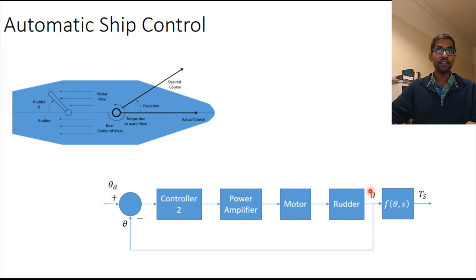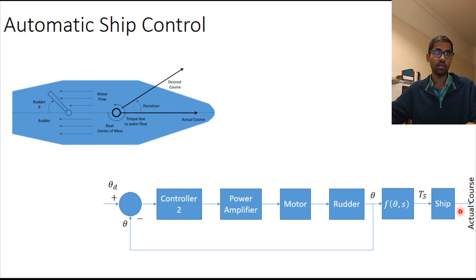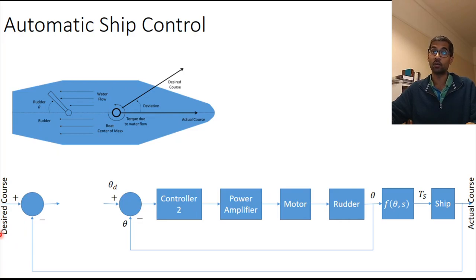So if the rudder angle is theta, then that is going to generate some kind of a torque on the ship, and that torque is going to turn the ship, and you can measure the actual course of the ship and compare it with the desired course, right? Let me summarize here. So here's this control system. This part of the control system actually controls the rudder direction. And once you have turned the rudder, you expect the ship to turn, right? And you can compare the actual course of the ship with the desired course.